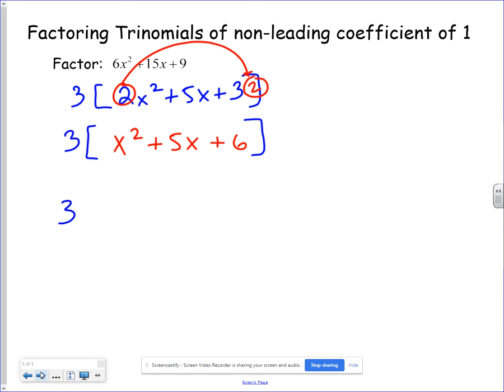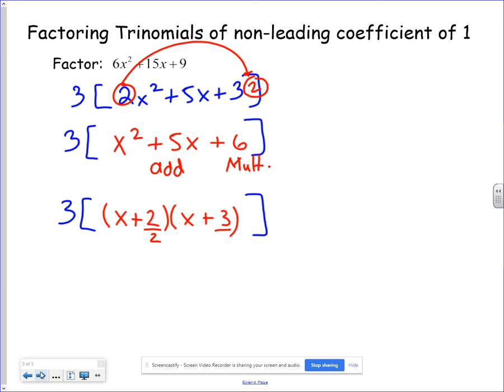Now I want to try to factor this. So I've got to ask myself, what 2 numbers multiply to be positive 6 and at the same time add to be 5? So if you said 2 and 3, you are correct. And then the 2 that I slipped in the beginning, I've got to slide that 2 back into my answer because I'm using slip and slide.